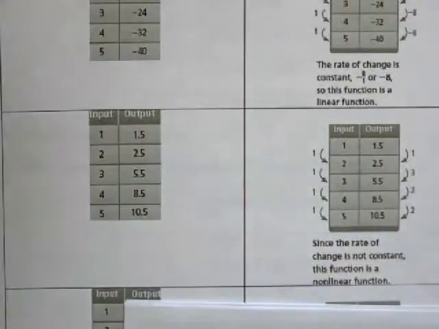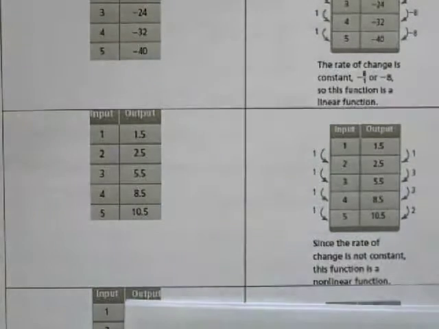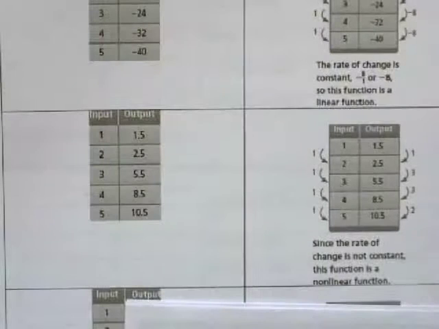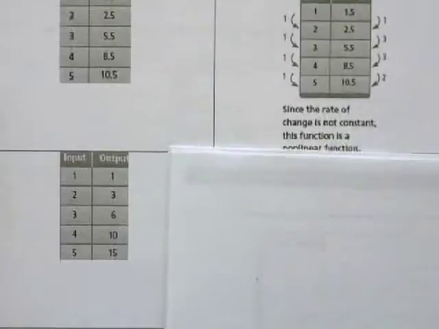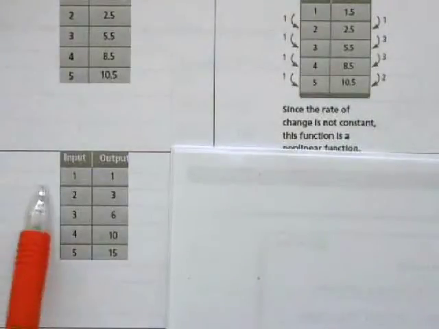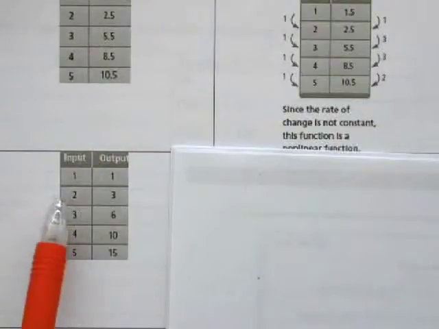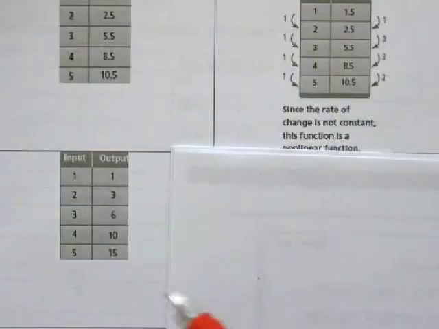And finally, I've got one more example, and I'm sorry, I'm going to make a little noise. Move these things out of the way. In our last one, let's take a look. Once again, on the input values, we have a constant rate of change between 1 and 2, 2 and 3, 3 and 4, 4 and 5. And on our outputs, no, we do not have a constant rate of change.